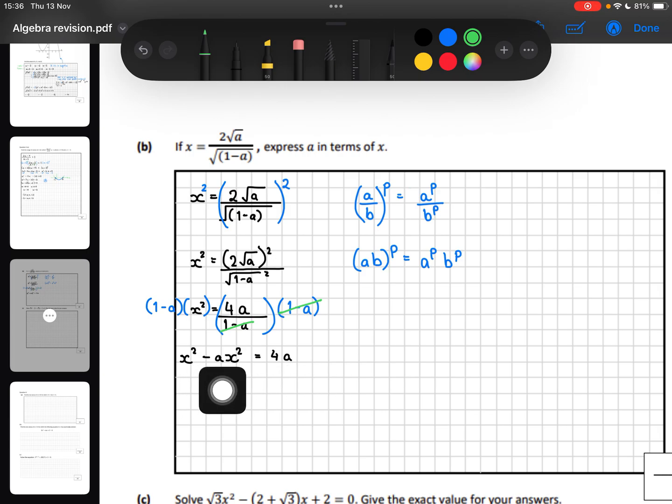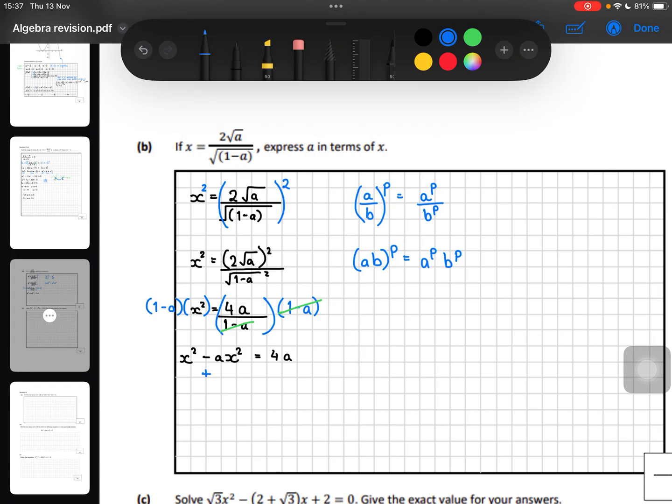Okay, so I'm going to put all my a terms on one side together. So I'm going to move this across to the other side. Or I could move this 4a across and get rid of the x squared to the other side. It's up to you. I'm going to just say, I want all my a terms on the right hand side. So I need to get rid of this ax squared that was subtracting.